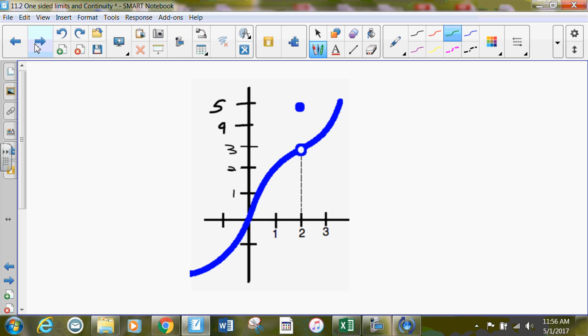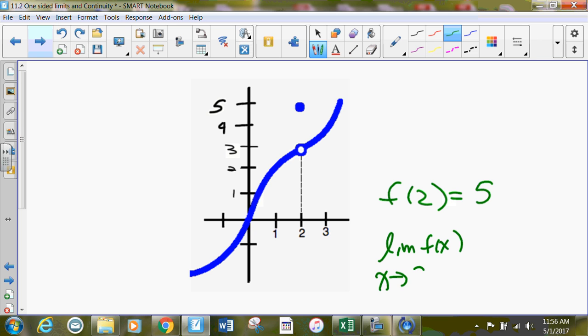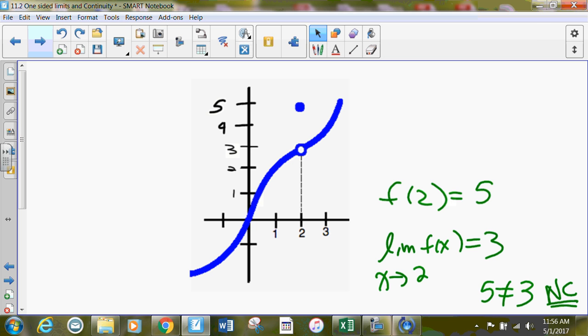Same thing here. That looks just like what we did. There is a value when x is equal to 2, right? f of 2 does exist. It equals 5. And the limit of this function as x approaches 2 is equal to 3. So that's great, right? But 5 does not equal 3. So it is not continuous.